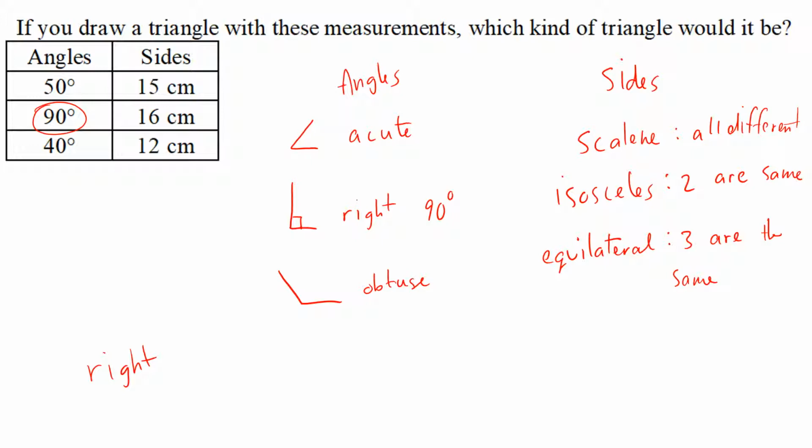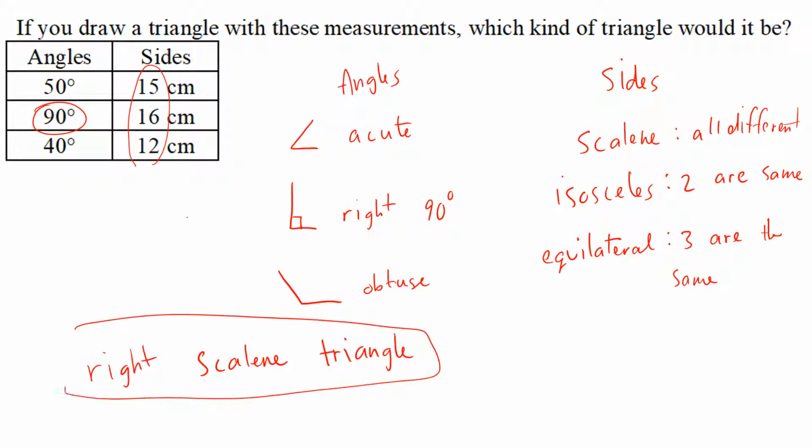So in this one, none of them are the same, so it's scalene. And that's it, right scalene triangle. All right, that is the answer.